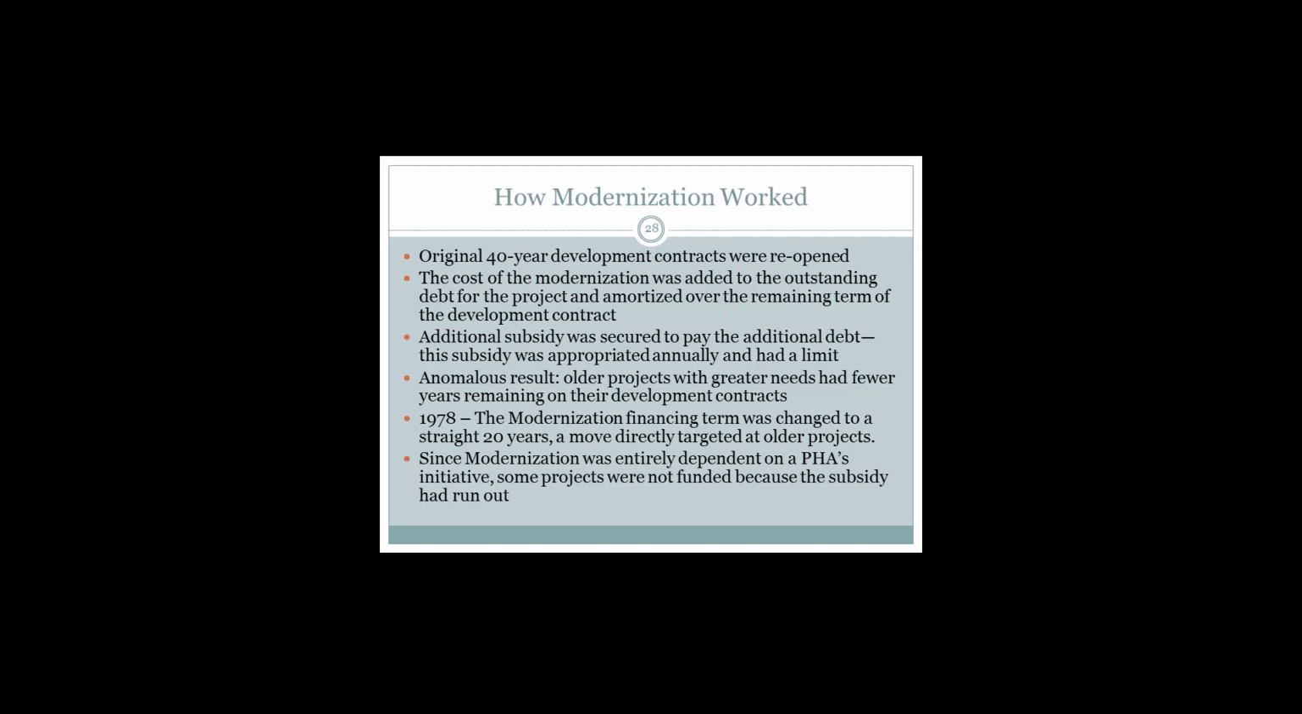Originally, when modernization first worked, they were 40-year development contracts. Basically, they extended the use agreements on the DOT, and they said, if you accept this money, we're going to extend the requirement that you have to commit to keeping the ACC units in operation. And so there was some negotiation over the years. They decided to just reduce that to a straight 20 years.